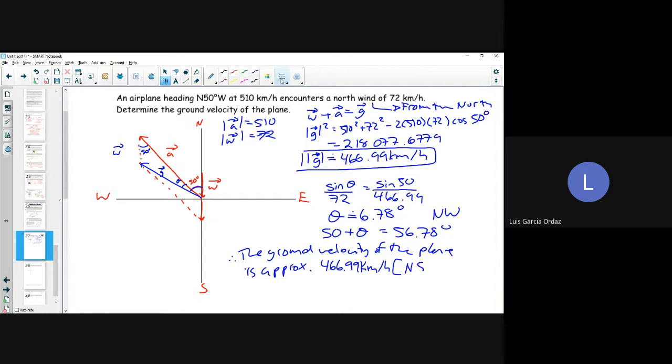North, 56.78 degrees west. Because remember, my resultant vector g also needs to include this 50 degrees right away. Okay? So we can't leave that out, which is why you have to add 50 and theta together to give us the angle at which the plane is going to be traveling.